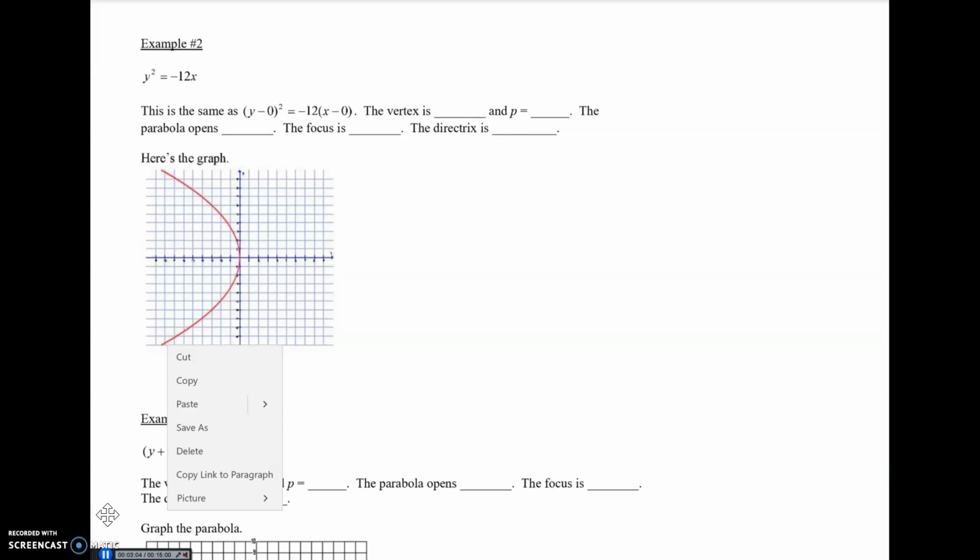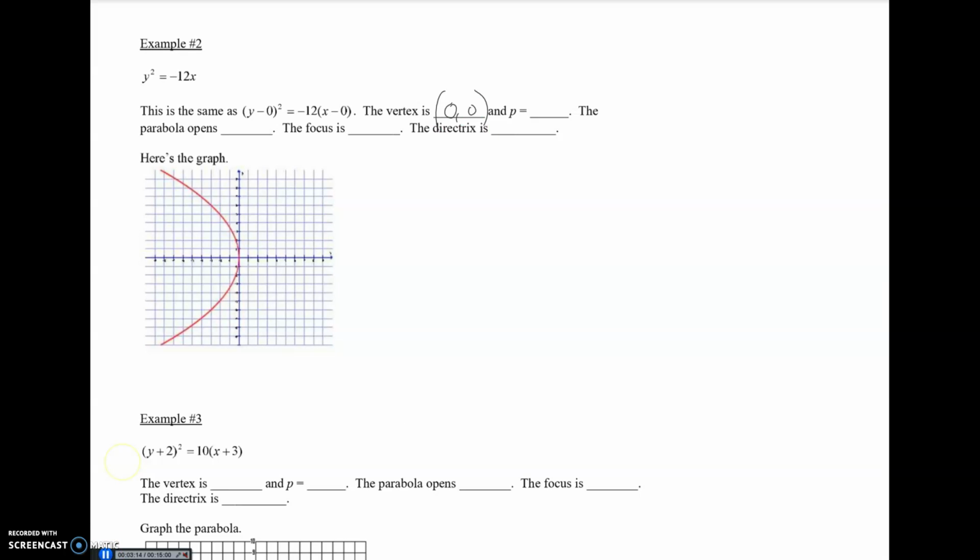All right, let's take a look at the next. Here we have y squared equals -12x. Of course, it's the same as y minus nothing squared. So we see that the vertex is 0, 0. And then we find p. Of course, remember that -12, that's 4p. So 4p equals -12. Divide by 4 on both sides. You get that p is -3.